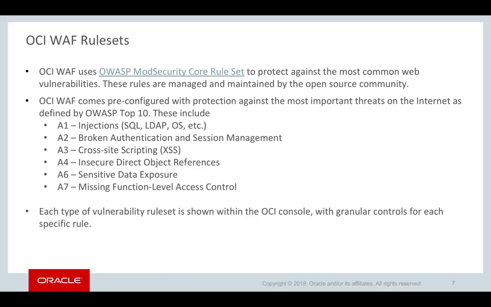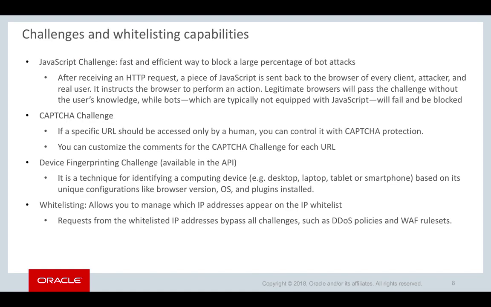For those 250 predefined rules, OCI WAF uses the Open Web Application Security Project to keep those rules always updated with the latest attacks available today. Those rules are managed and maintained by the open source community. So here's the way it works. These rules are compared against incoming requests to identify if the request contains an attack payload. If it's determined that the request is an attack, the WAF blocks or sends an alert about the request.